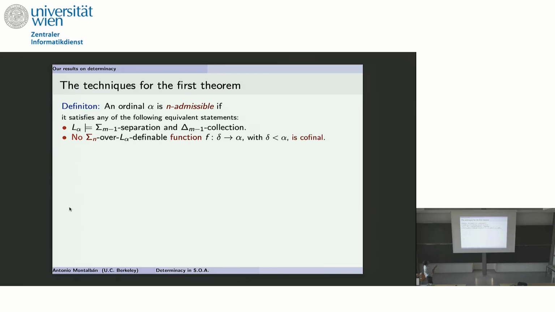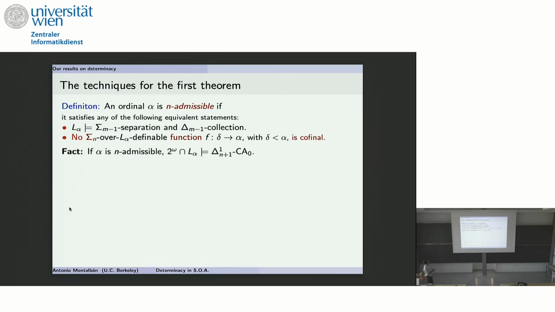Saying that there is no sigma n definable in L alpha function from an ordinal below alpha that is cofinal into alpha. It's kind of like a regularity condition, right? So you cannot reach alpha from a lower ordinal in a cofinal way if you restricted yourself to sigma n definable functions. So it's kind of like regularity for sigma n.